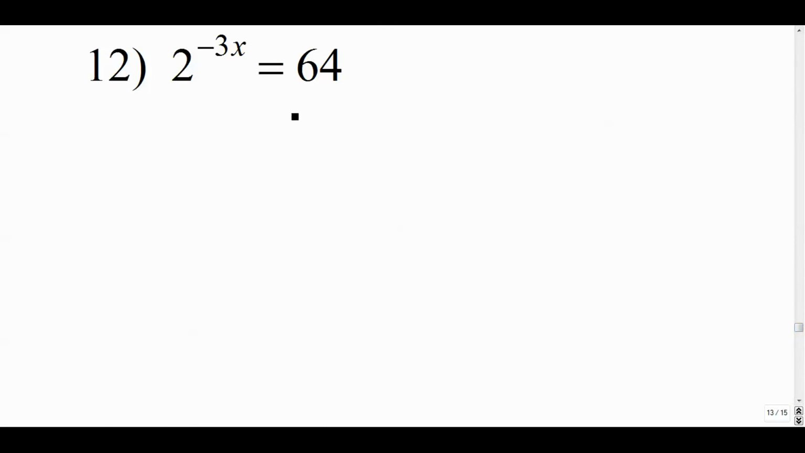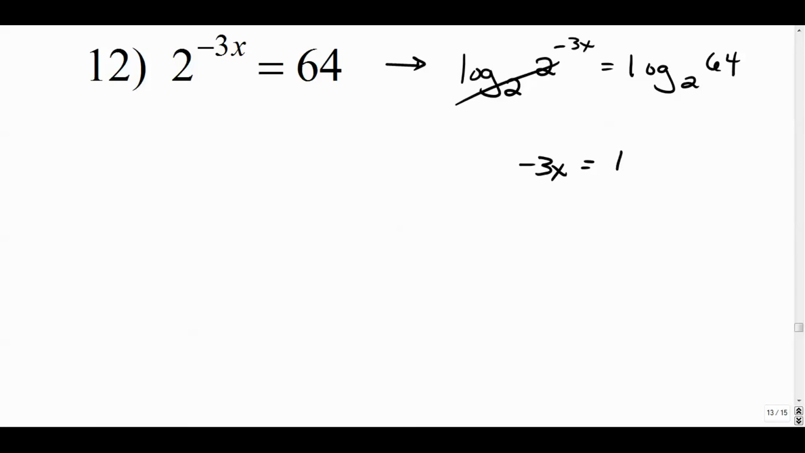Alright, this one you can do a couple different ways, but I'll show you the way that we've been doing it so far first, and then I'll show you a different way. So here we have our x in our exponent. I want to get that out of there, so let's take log base 2 of both sides. So these cancel, leaving me with negative 3x equals log base 2 of 64. So log base 2 of 64 over negative 3 is my answer.